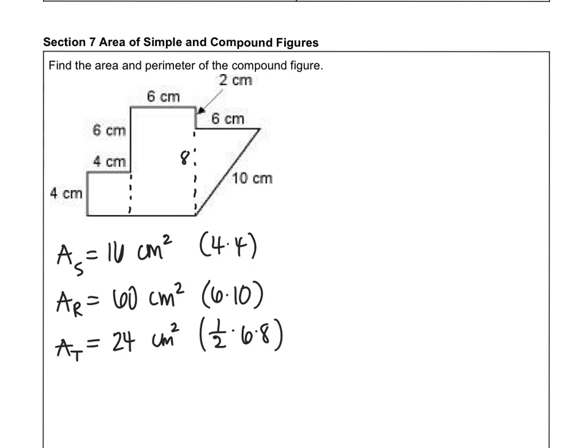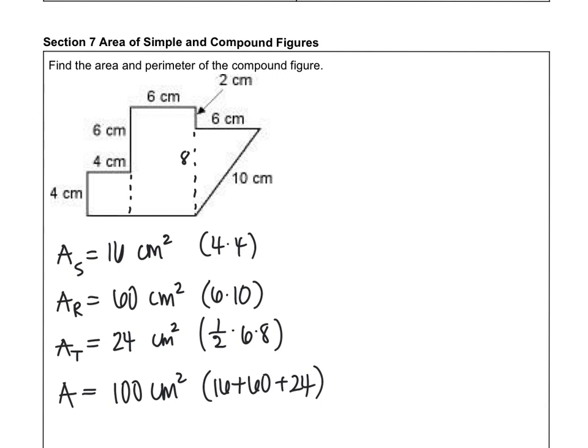Okay. So my total area of the entire figure, I have to add them all together, 16 plus 60 plus 24, and we get 100 centimeters squared. So 16 plus 60 plus 24.